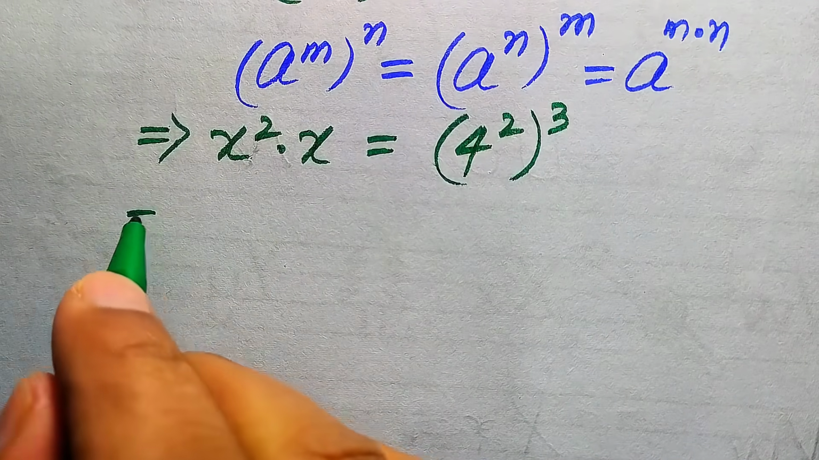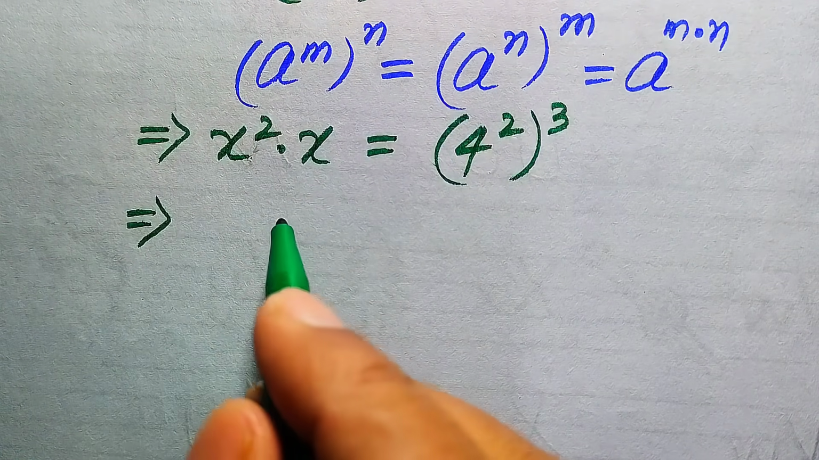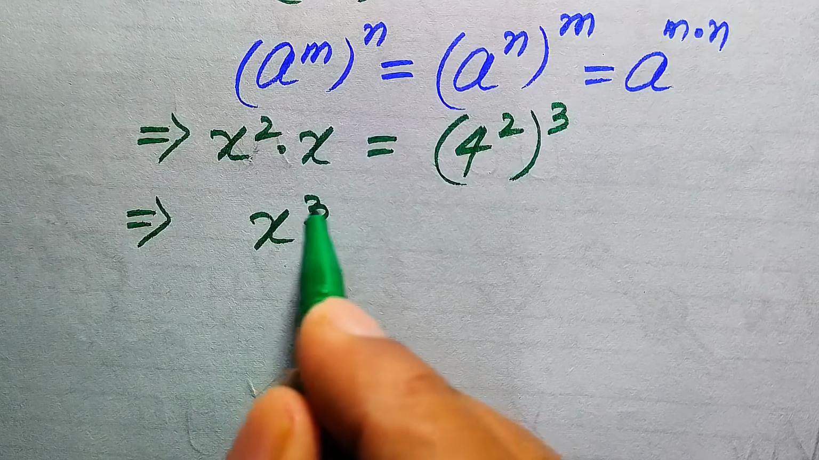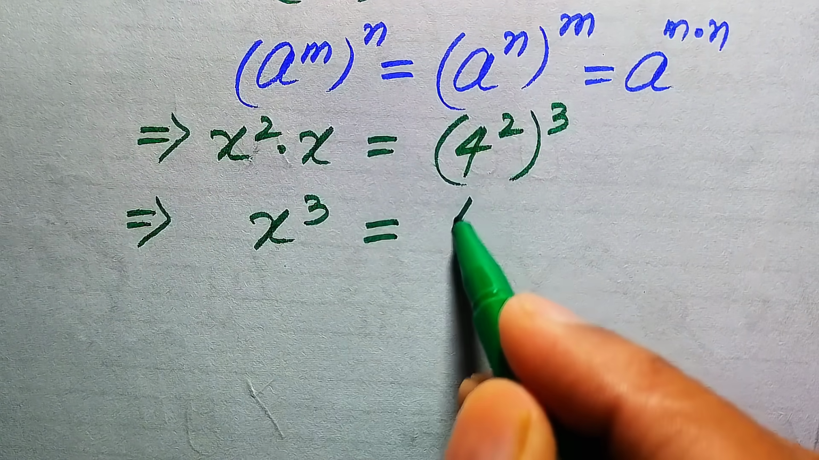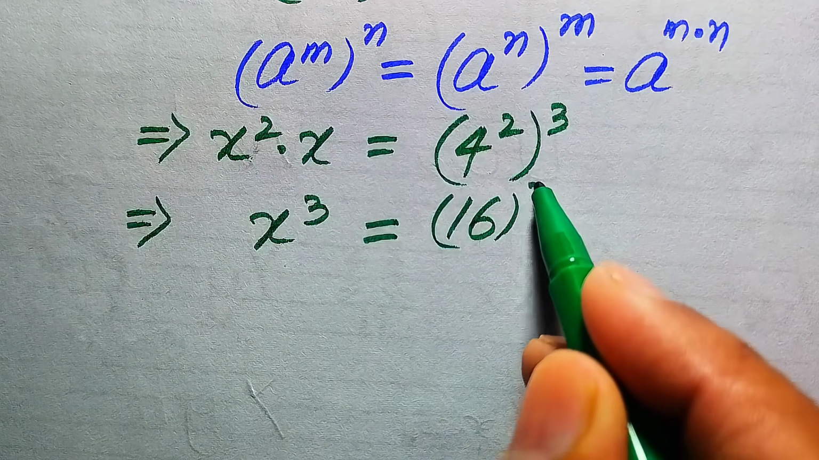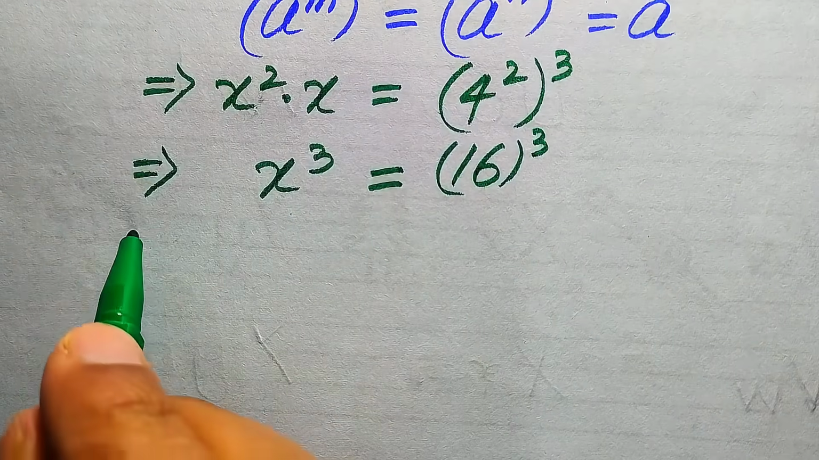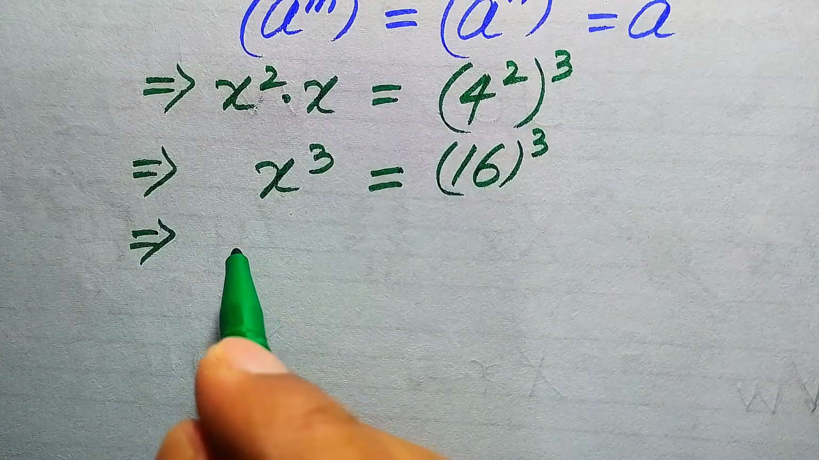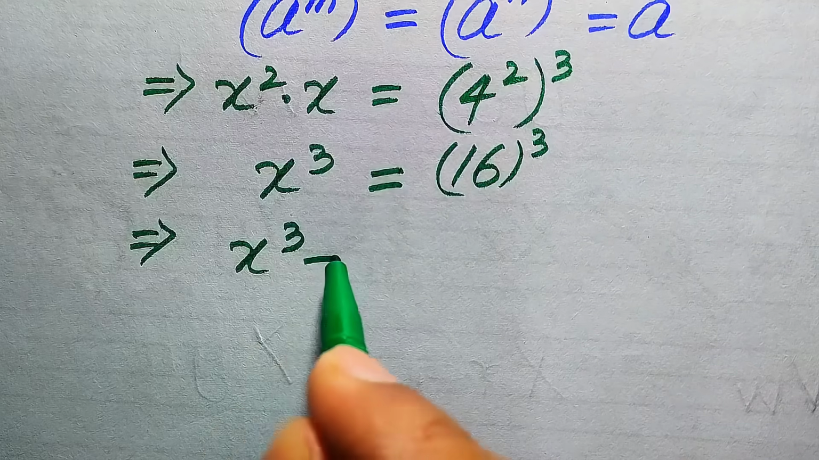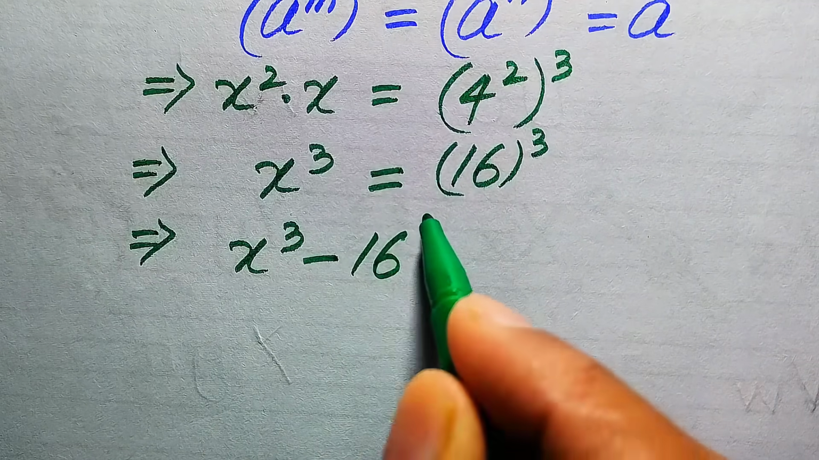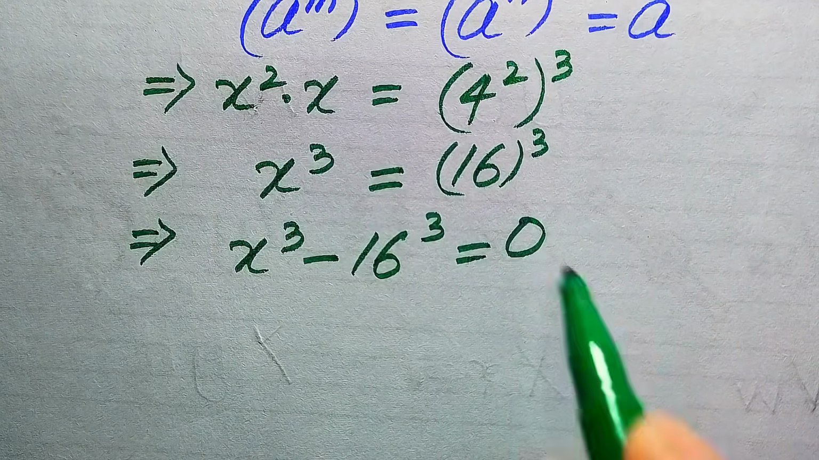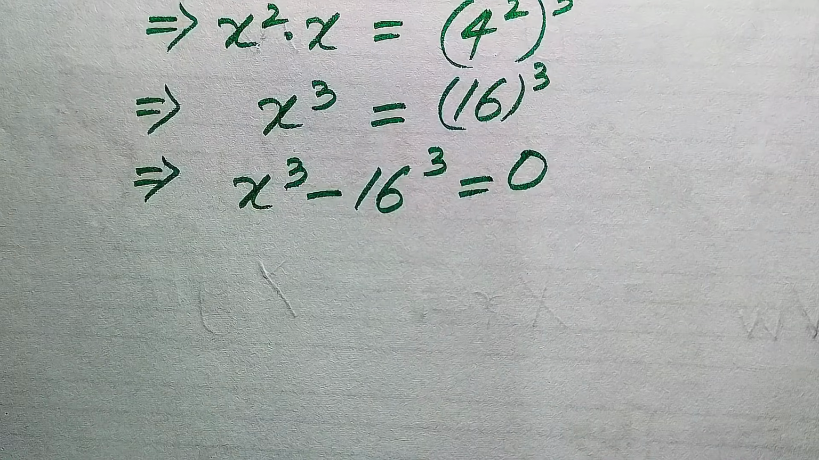And now in the next step we have x squared multiplied by x becomes x cubed, and here 4 squared becomes 16 and its whole cubed. So further we move the 16 cubed from the right hand side to the left hand side and it becomes x cubed minus 16 cubed, and this whole equation equals 0.